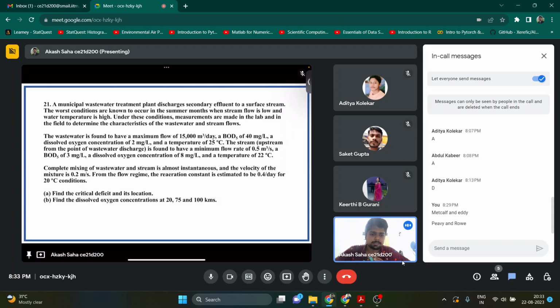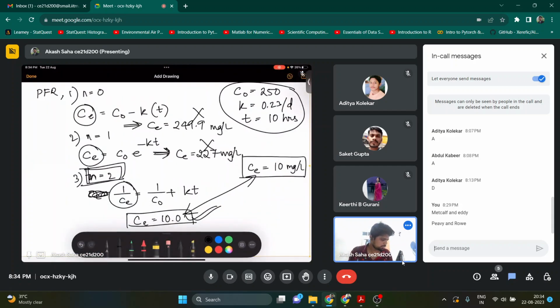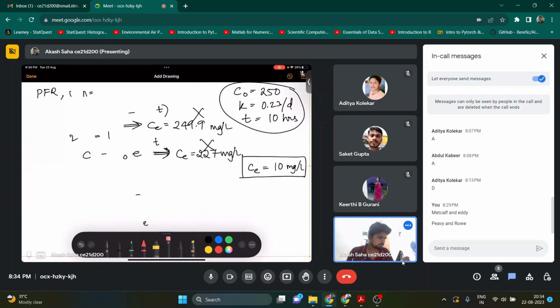We know that as per the Streeter-Phelps equation, there is a sag in the oxygen curve. Critical deficit means the point which has the lowest DO, that is, the difference from the saturation DO. That deficit is known as the critical deficit. So we have to find the critical deficit and also the dissolved oxygen concentrations at 20, 75 and 100 kilometers. I will just give you some basic hints on how to approach the problem. I hope you have noted down the problem.